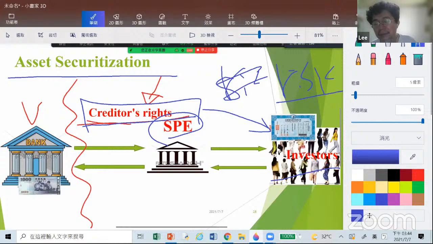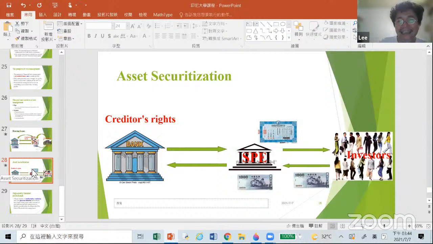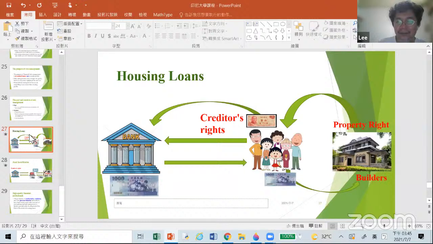So I will stop this part here, just to give you an easy concept of how asset securitization is used to reduce risk, especially for a bank. In fact, not just a bank. Any credit right that can produce a regular cash flow, we can use it to make a loan.